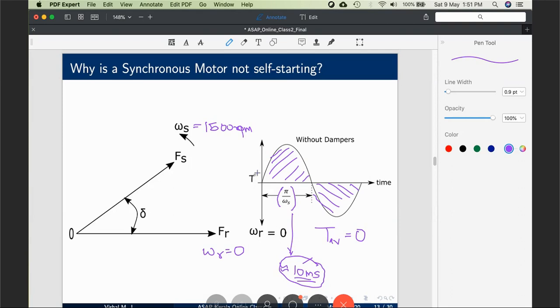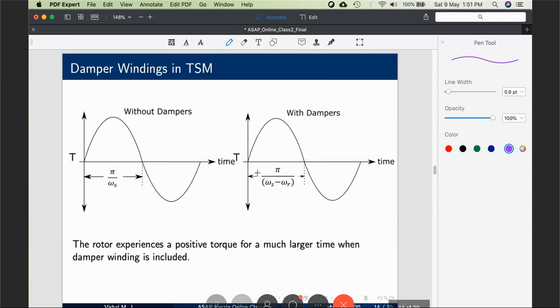Why do we need dampers to do that? Dampers are nothing but solid copper bars embedded on the rotor poles, and they are short circuited, which means at the time of starting, a synchronous machine starts like an induction motor, a squirrel cage induction motor. Without a damper, this is the case. With a damper, this is the case. Still, the average torque becomes 0. But see this time. Here it was pi by 1500, the time for which it was experiencing a positive torque. Here, what will be the case?